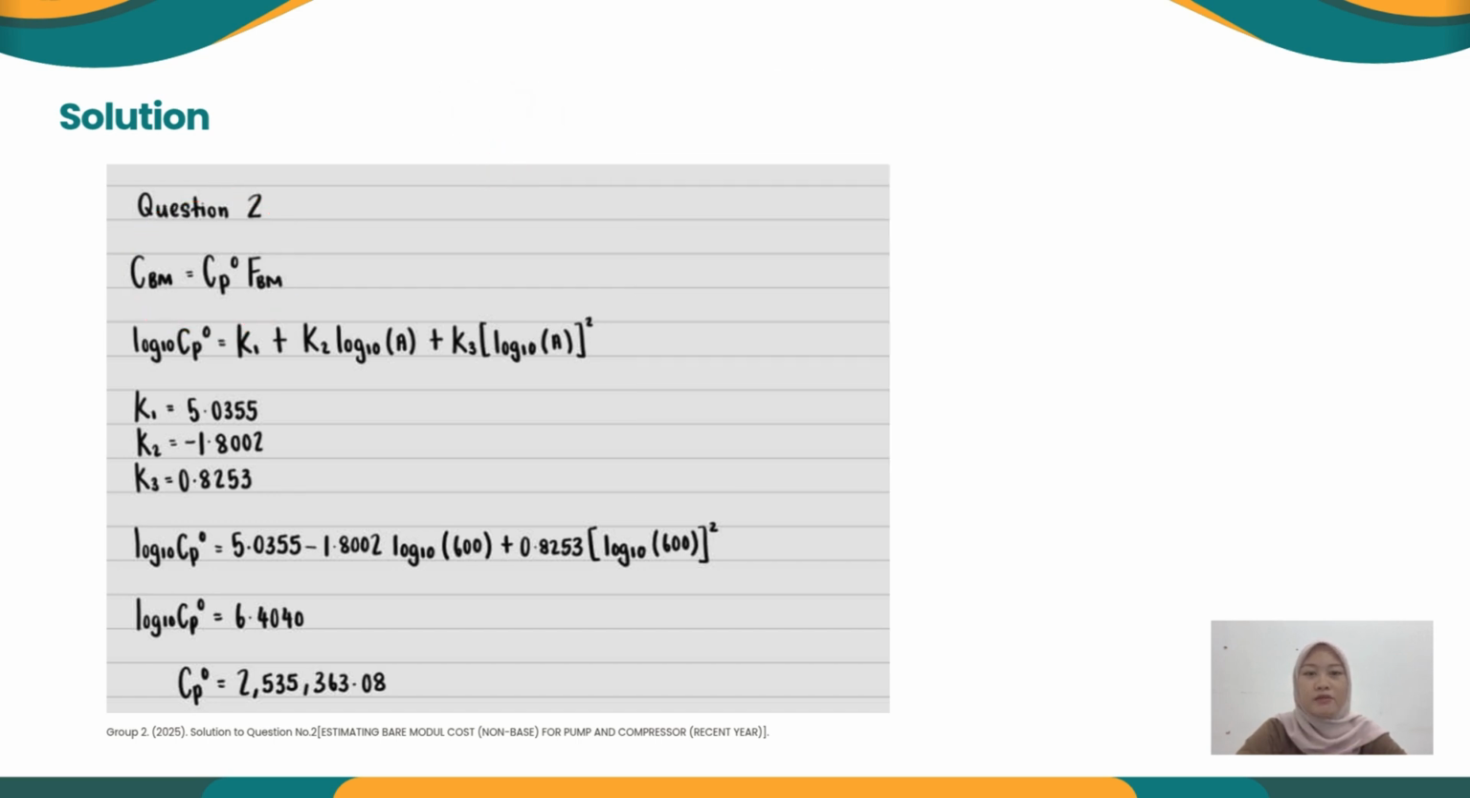value of CP, we need to use the equation log 10 CP0 from page 5. To use this equation, we need to find the value of constants K1, K2, and K3 from table A.1. A is referring to the capacity of the equipment, which in this case, the value of A is 600 kilowatt. Inserting all these values in the formula, giving us CP0 is equal to 2,535,363.08.